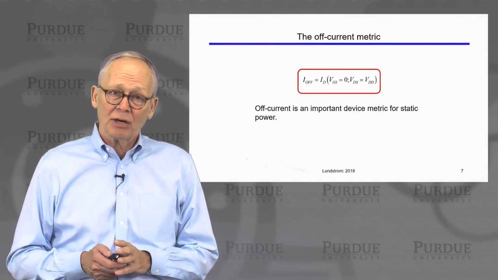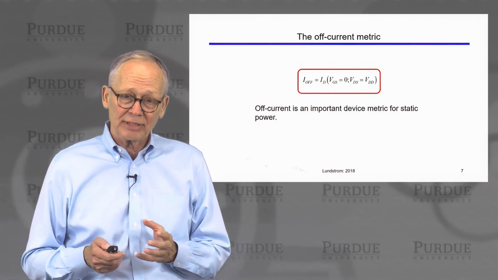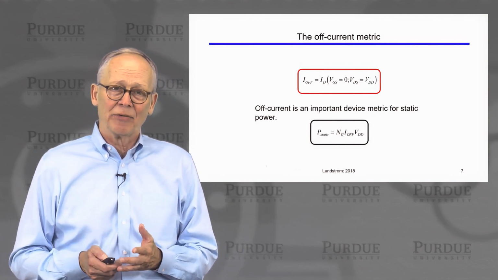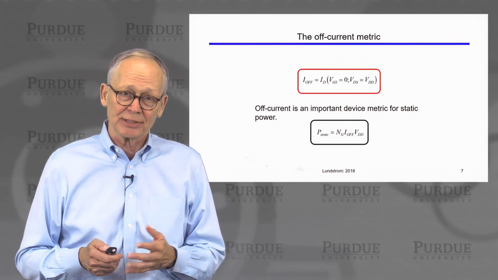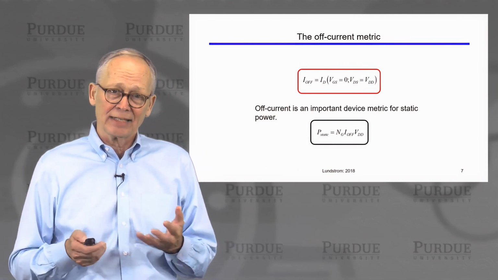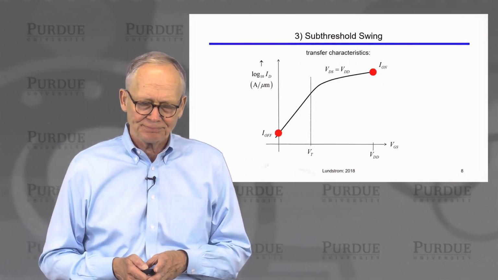Now, we've seen that the off current is an important device metric because the off current determines the static standby power when the transistors are not switching. And since we have lots of transistors on chips these days, this can add up to be a significant power.